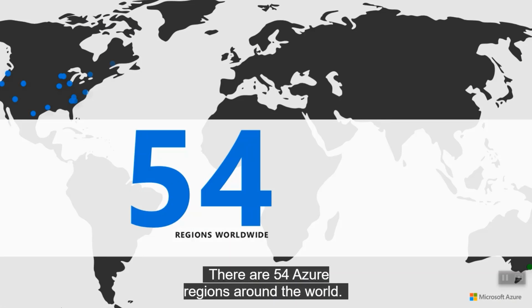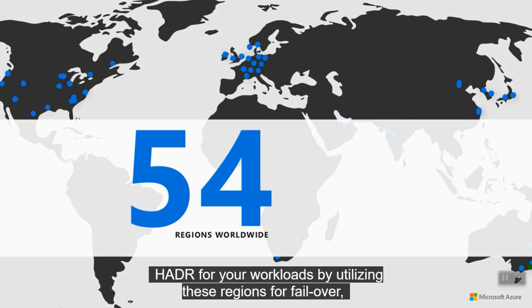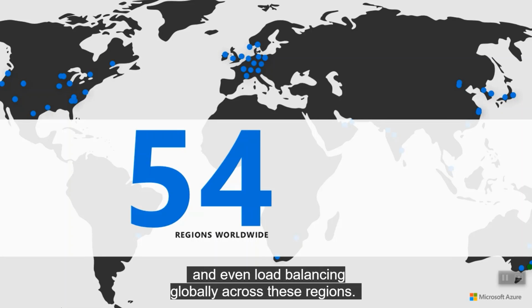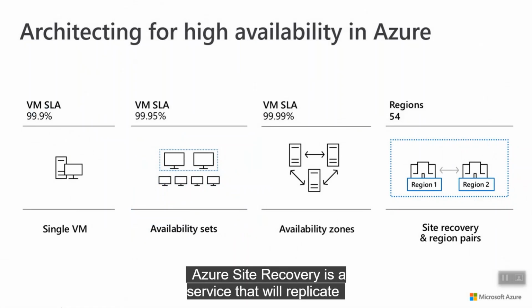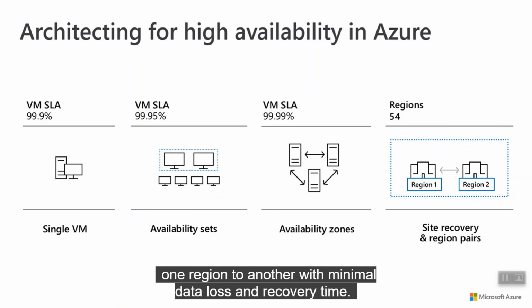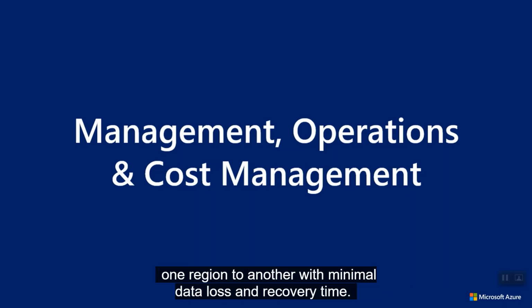There are 54 Azure regions around the world. You can achieve even higher availability and HADR for your workloads by utilizing these regions for failover, and even load balancing globally across these regions. Azure Site Recovery is a service that will replicate your virtual machines in an application crash consistent manner so that you can easily fail over from one region to another with minimal data loss and recovery time.